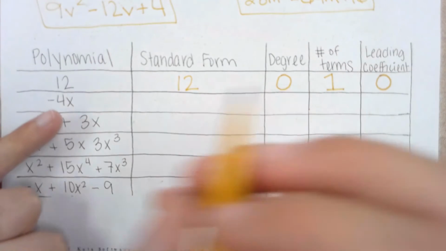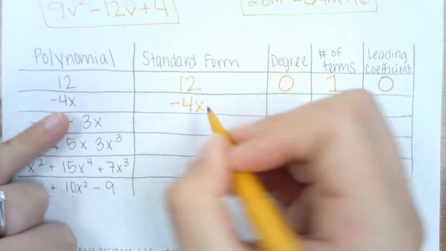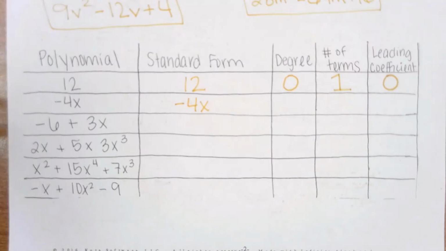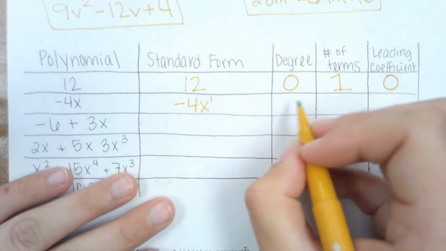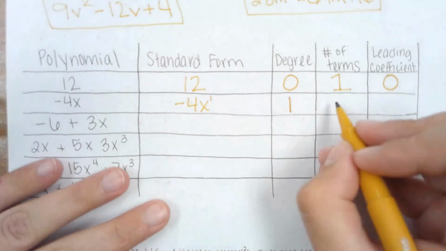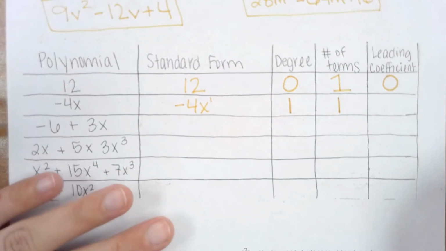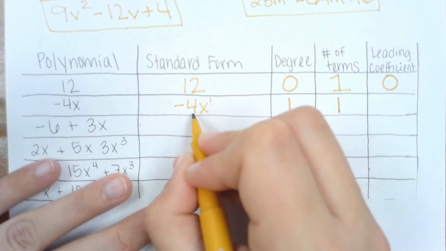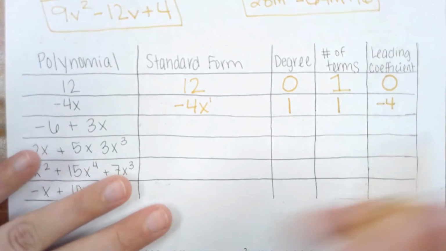Okay, so next one, so again guys, I just have one term here, so my standard form would just be that negative 4x. My degree this time, so remember guys, when I just have a variable, my degree is still to the first power, so that is the highest degree that I have. I once again only have one term. And then my leading coefficient this time, since I do have a number attached to a variable, is going to be negative 4.